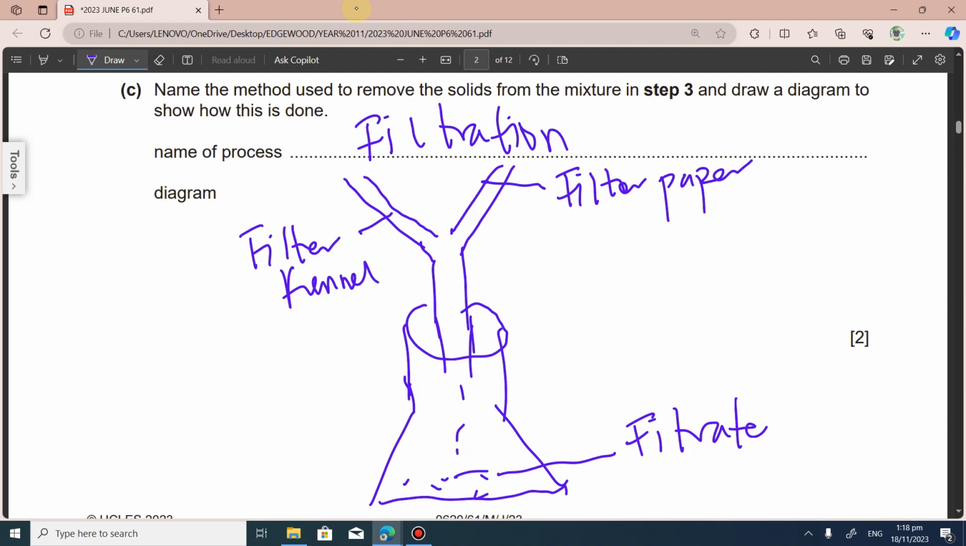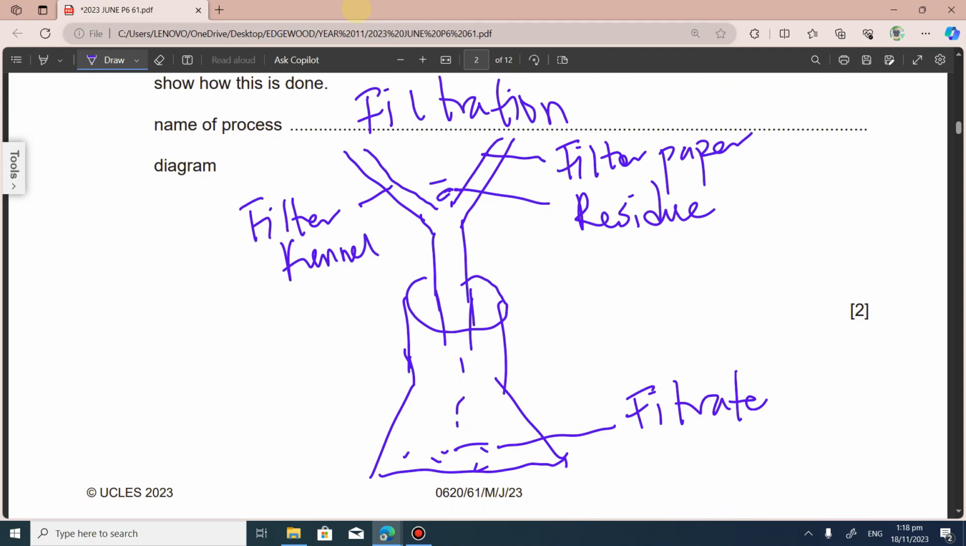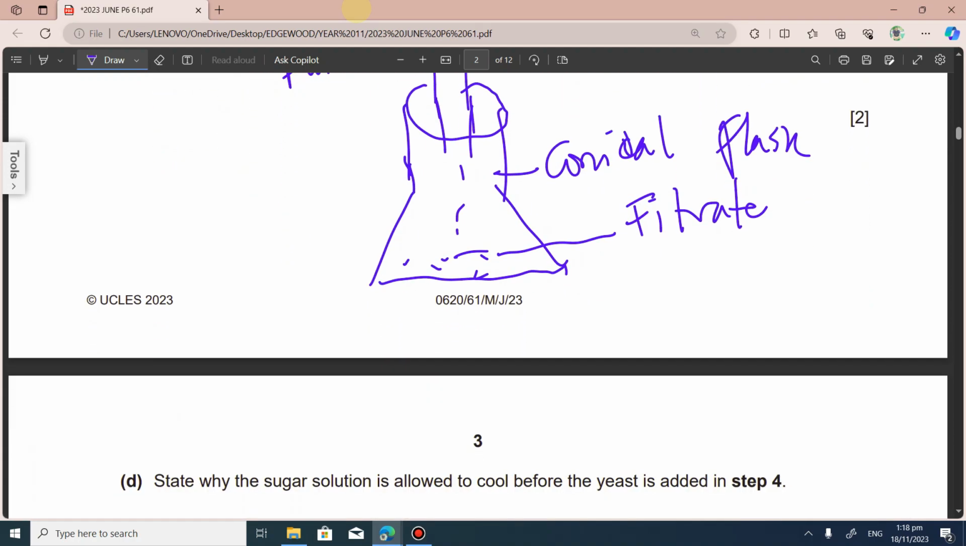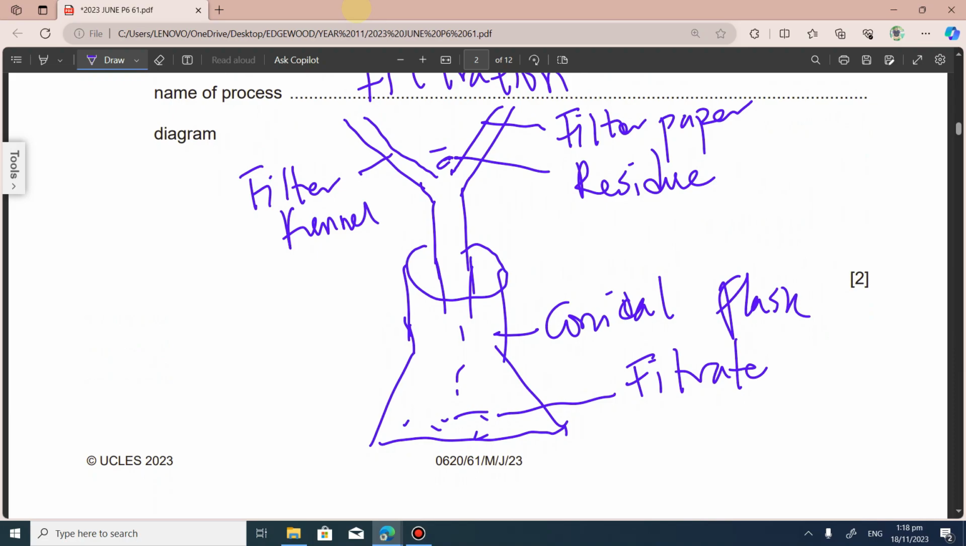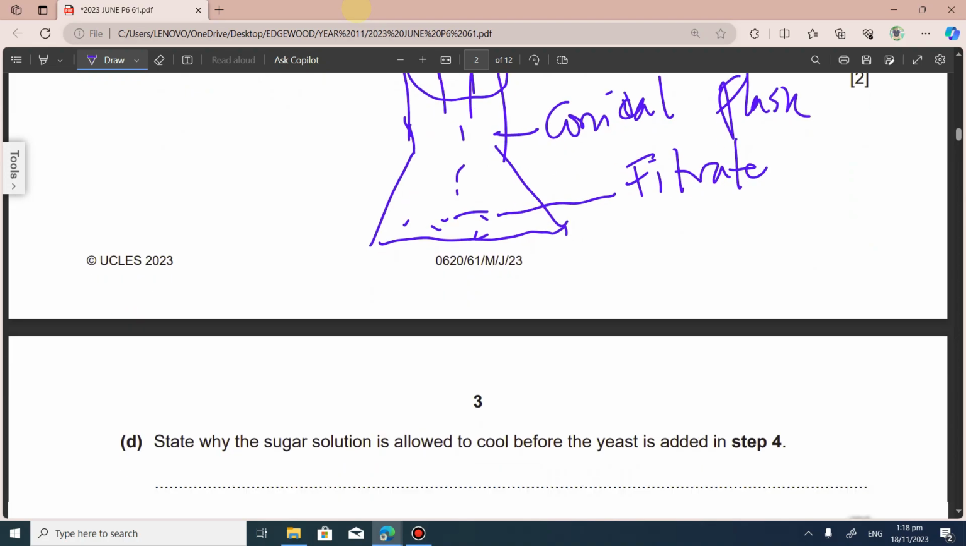What passes through the filter paper is the filtrate. And what remains in the filter paper, because you have some particles remaining, is called the residue. This is simply the basic information about the process of filtration. And this is the conical flask, where you collect the filtrate. This is what is expected to get the maximum marks. Of course, you have the filter paper and the filter funnel, which are the most important things there.